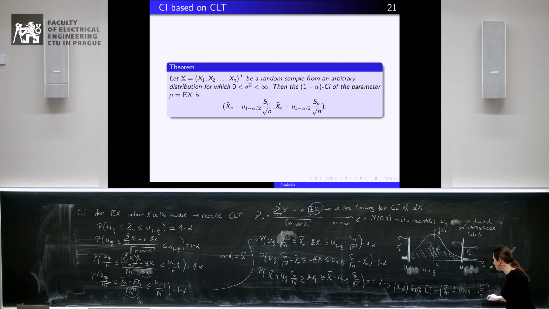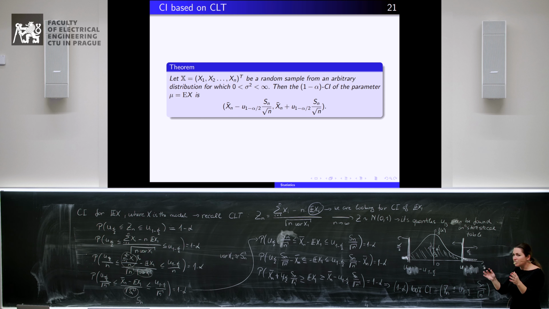Yeah? And it makes sense because when we are looking for the confidence interval of expected value, it must be found somewhere around the sample mean, because the sample mean is the estimate of the expected value. So of course it is the sample mean plus minus something. And then the interval is as wider as larger the variance of the data is. It makes sense, because when we have wild data, of course the interval must be wider than for the data which are close to the expected value.